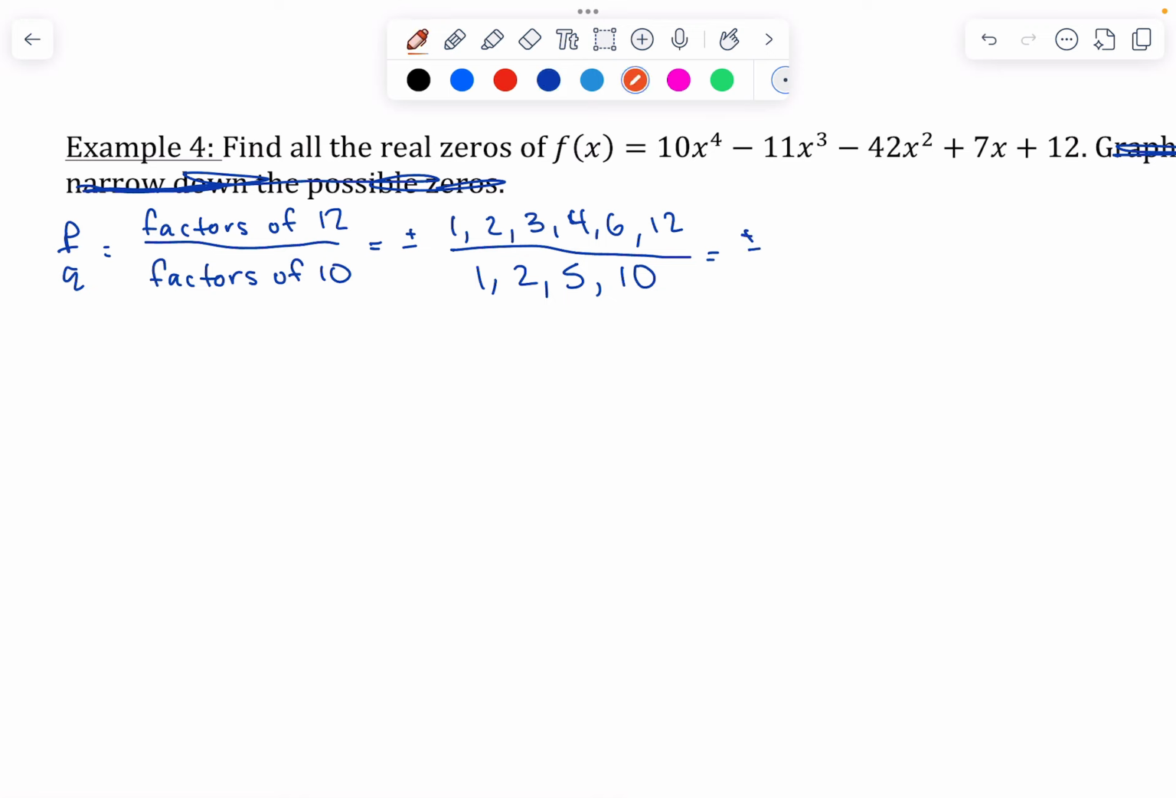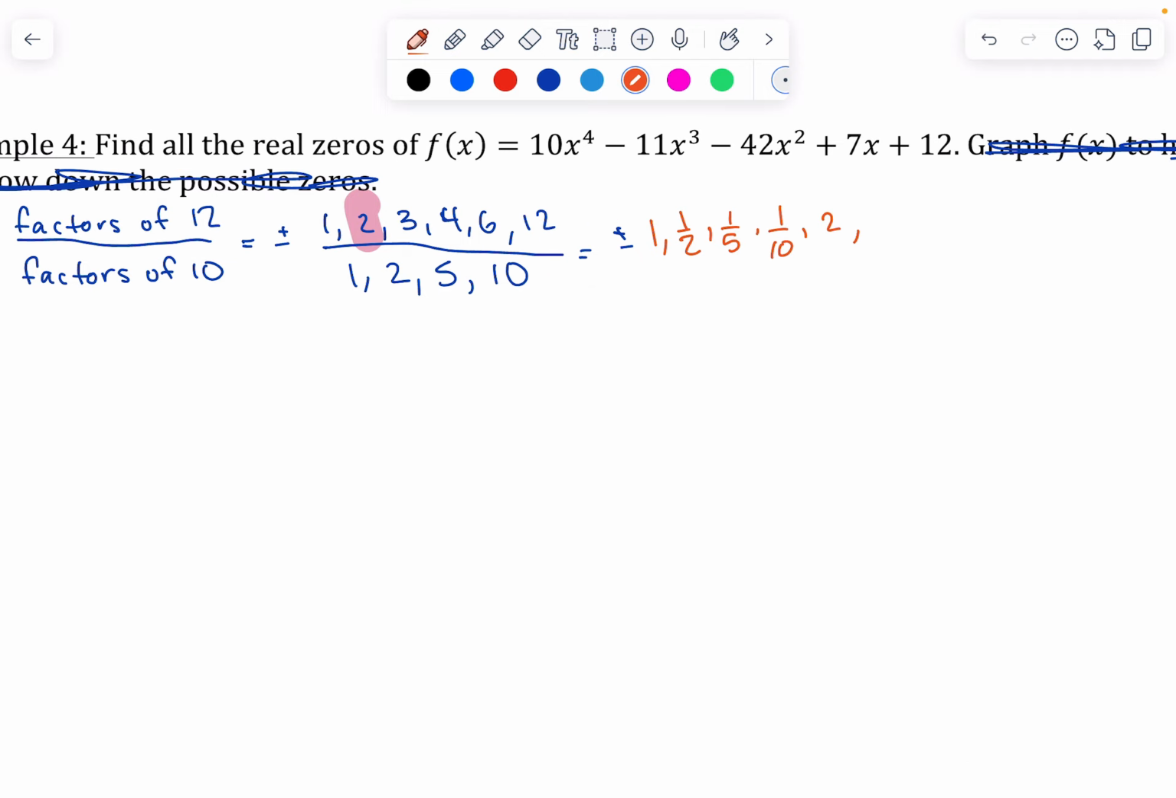So I'm going to start with 1. So I could have 1 over 1, which is 1. I could have 1 over 2, which is a half. I could have 1 over 5, which is a fifth. 1 over 10, a tenth. Okay, now I'm going to do the same exact thing, but with 2. So 2 over 1 is just 2. 2 over 2 is 1, but I already have that, so I'm not going to list it again. Then 2 fifths, and then 2 tenths, which is 1 fifth, and I have that already. Okay, just keep moving down the line.